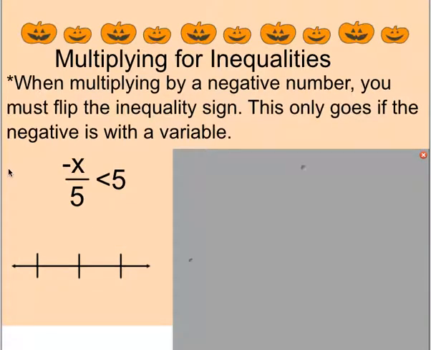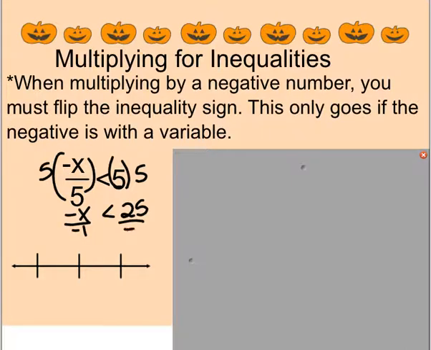Now, when we're multiplying by a negative number, we have to flip the inequality sign. So in this case, if we have negative x over 5, well, we've divided by 5, so I'm going to multiply by 5 on each side. And I get negative x is less than 25. Unfortunately, that didn't get us close enough because we need just x by itself. So I'm going to divide or multiply by a negative 1. Well, when we do that, I get x by itself, I get negative 25.